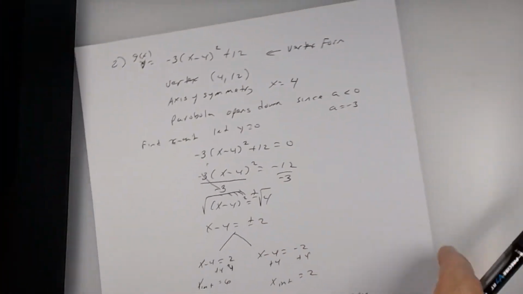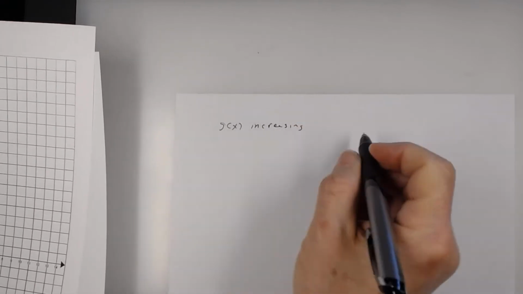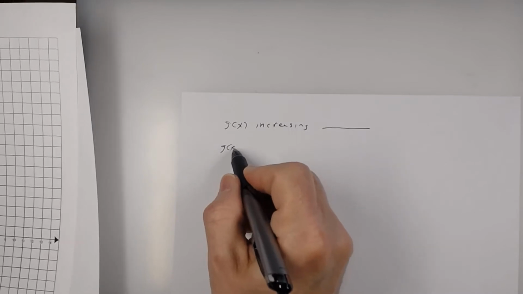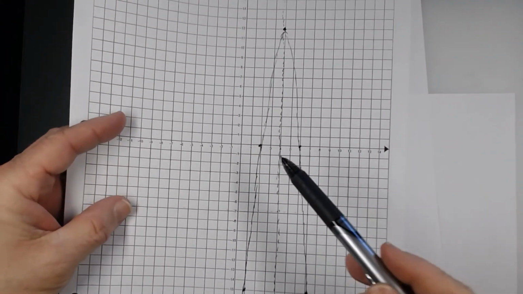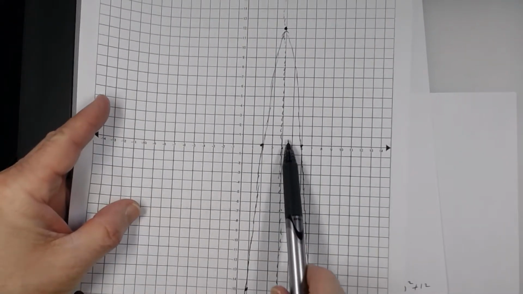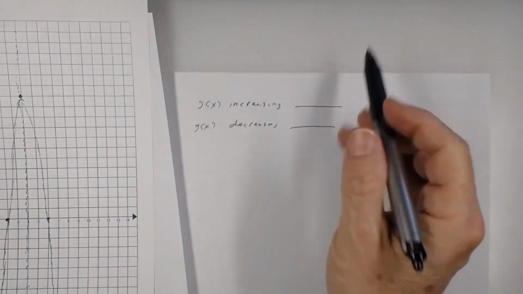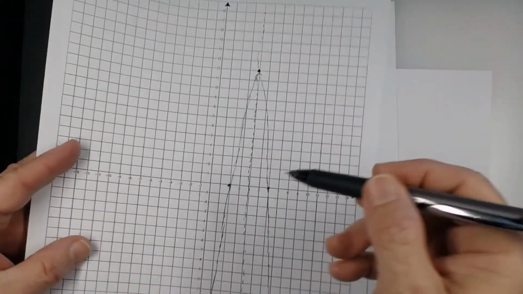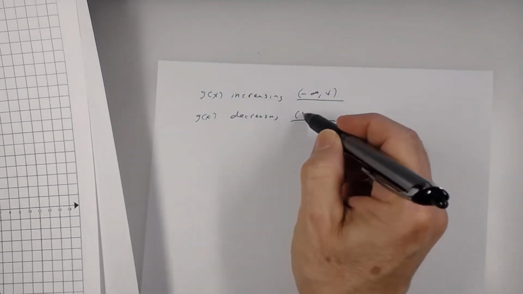Oh, and I could also ask you this, and I didn't do it, but let's talk about this real quick. I remember I call this g of x. So the question is, where is g of x increasing? And then where is g of x decreasing? All right, so from negative infinity to 4, what are your y values doing? Increasing. So they're increasing from negative infinity to 4. And then from 4 to infinity, what are those y values doing? Decreasing. So from 4 to infinity.